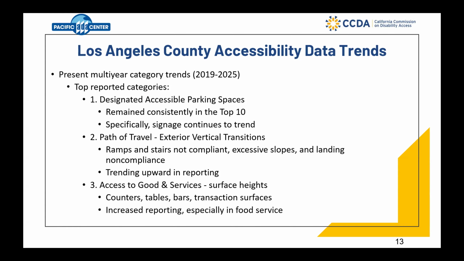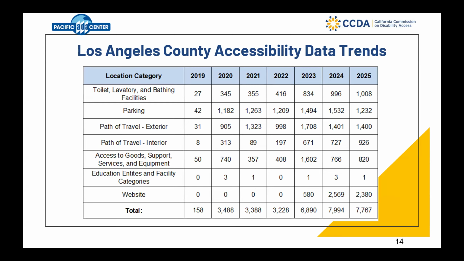Also, this is one of my favorite ones to talk about, so I'm excited about Jan's portion: access to goods and services surface heights. Once you make it into the building, what about the counters, the tables, the bars, the transaction surfaces? Do you just want a martini after work, but it's in vain because the sales register is at the accessible bar? That's what this is talking about. We're also seeing an increased amount of reporting in that area, especially in food service. Next slide, please.